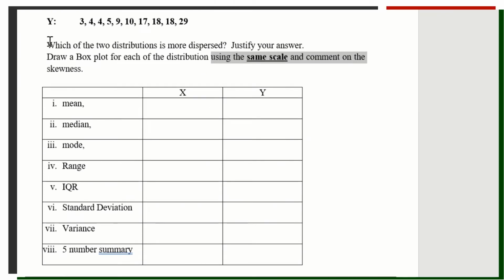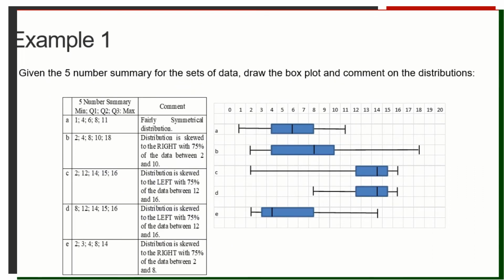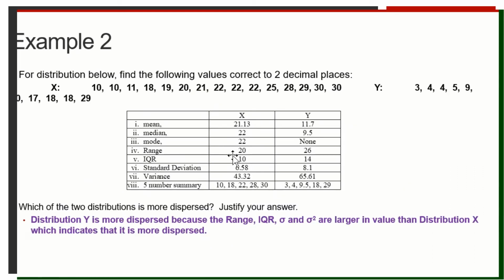And then here, which of the 2 distributions is more dispersed? How to see which is more dispersed? The higher the MOD, the more dispersed it is. Correct or not? So go back to your table that you have filled up. Which one has a higher MOD? My standard deviation is 6.5, this one. My range, this one is high. So Y is higher, right? So distribution Y is more dispersed.